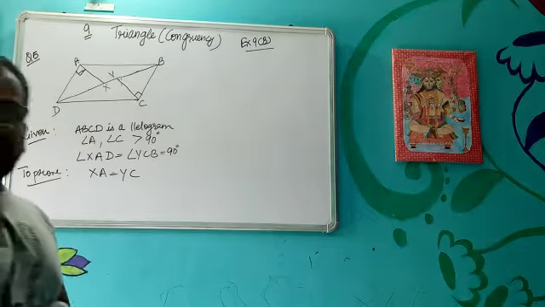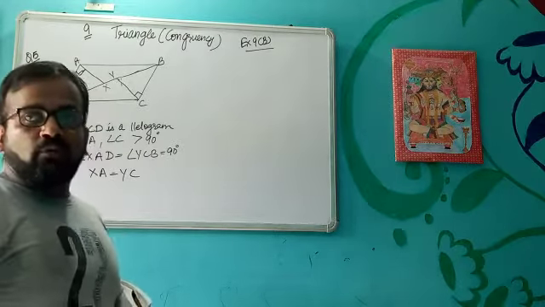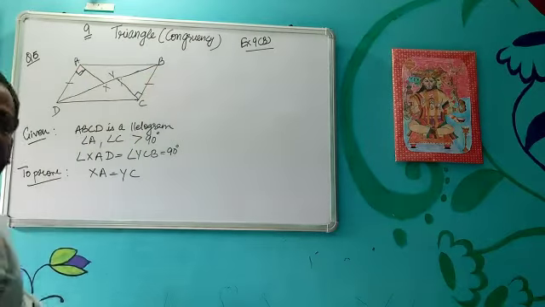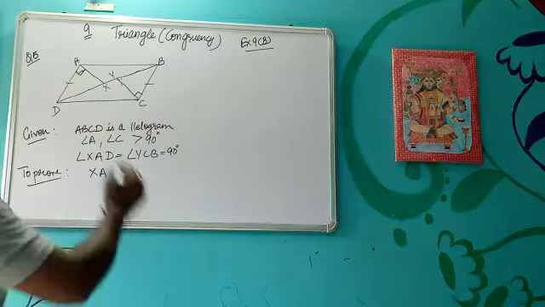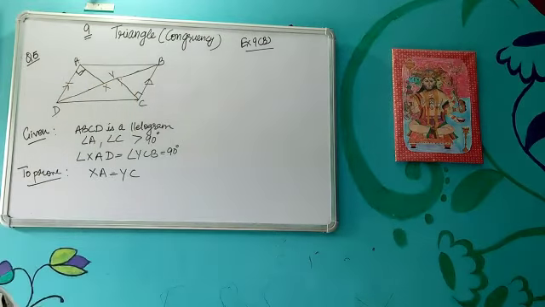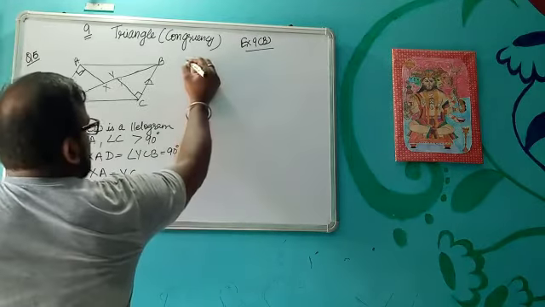So before starting this question, let's analyze the problem. Since ABCD is a parallelogram, that means these two opposite sides will be equal to each other as well as they are parallel to each other. So based upon these known things, we will solve it. So let's see how to solve.